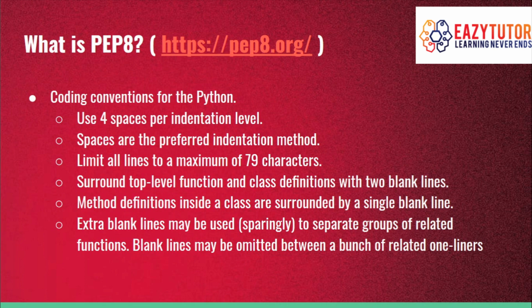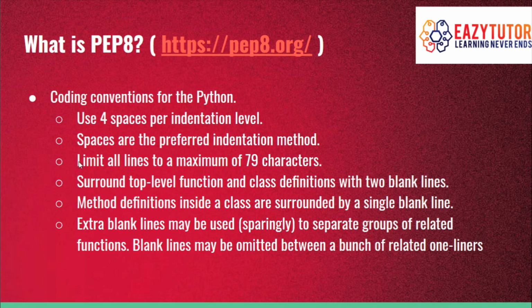I have given the major standards to be followed in Python here. Use 4 spaces per indentation level. Though Python won't give you any error as long as you maintain a consistent number of spaces, there is no need for it to be 4, but the standard suggests 4. Spaces are the preferred indentation method. To give the indentation, you can use spaces or tabs as well, but spaces are preferred.